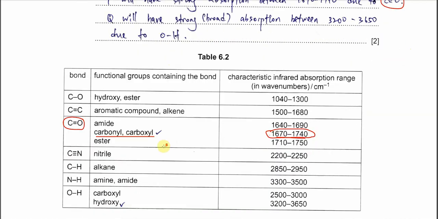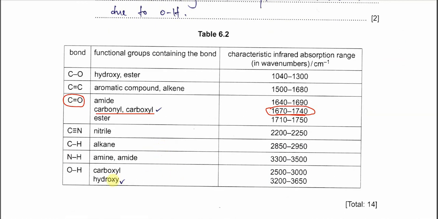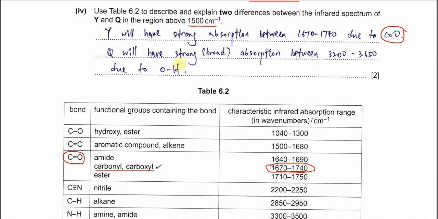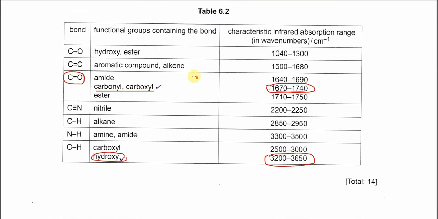Okay, the Q. Because just now I told you Q has a hydroxyl, you just focus on this hydroxyl and the range. Because it's OH, and it must be the alcohol, meaning the hydroxyl, you just explain Q will have a strong, you can say strong or broad absorption between these wave numbers, 3200 to 3650, due to this OH bond. Okay, that's all. Thank you.